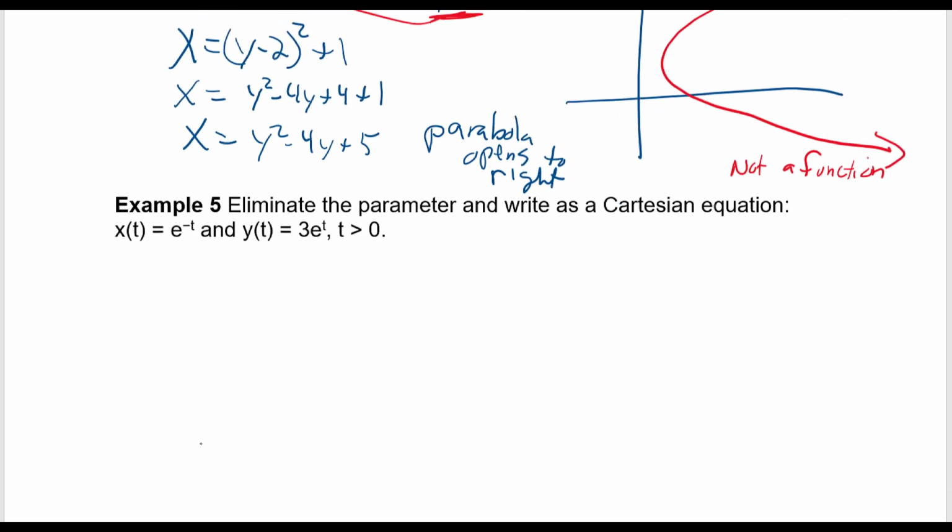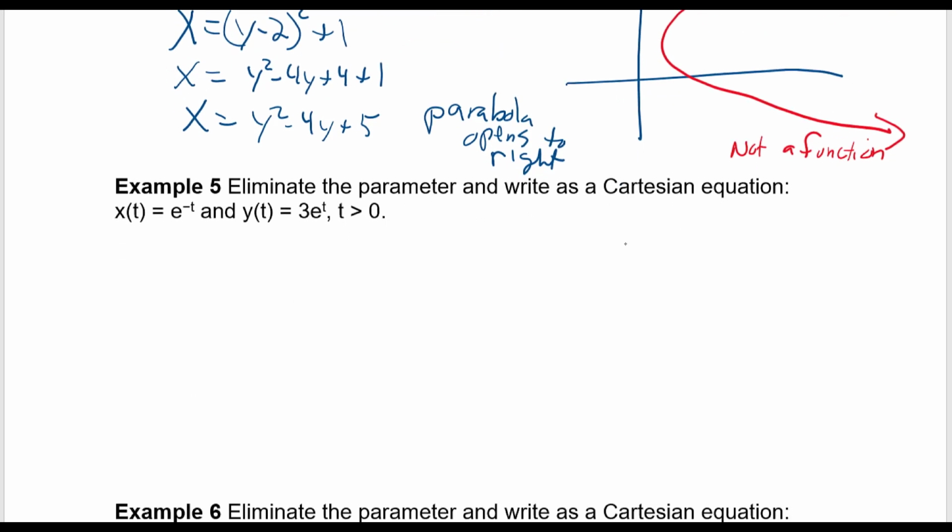This is the exponential. Eliminate the parameter and write as a Cartesian equation. So x of t equals e to the negative t, and y of t equals 3e to the t. So if we look at this, x equals e to the negative t, that's like saying x equals 1 over e to the t. And we could, I don't know how you want to do this. We can just cross multiply, or if we multiply both sides by e to the t, I'll say it that way. Then you would have x times e to the t equals 1.